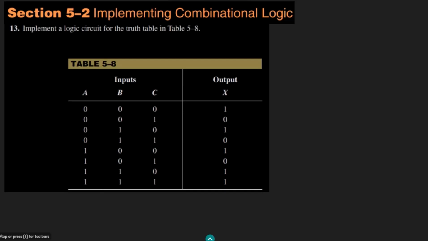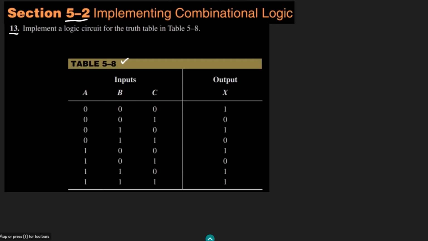Welcome back, guys. This is section 5.2, and today I'm going to talk about question 13. Here the logical circuit has been given in the form of table 5.8, which is basically the truth table. So what is this statement here?